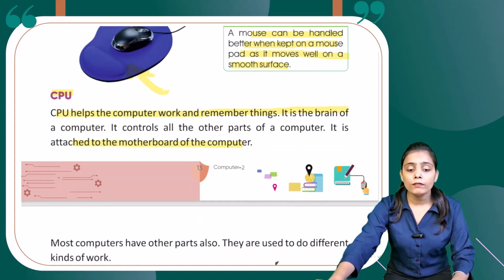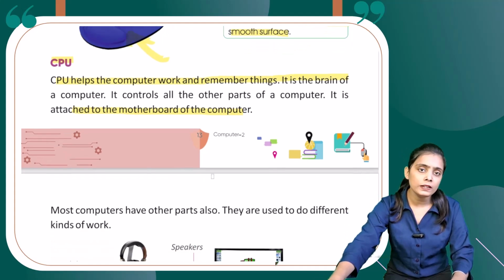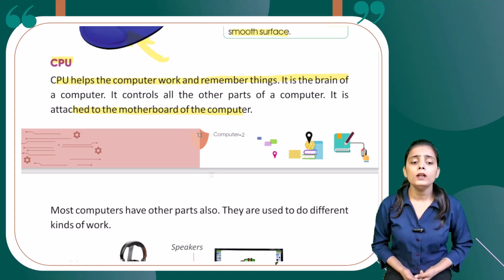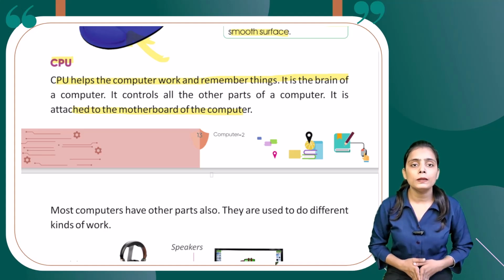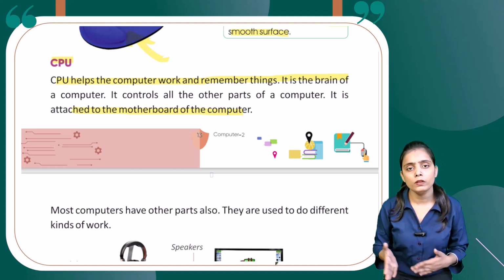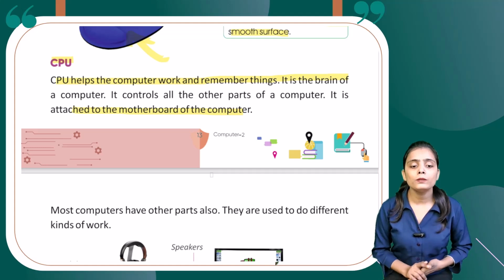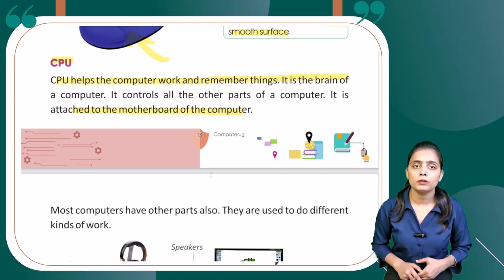Now most computers have other parts also. They are used to do different kinds of work. We will see it later on in a moment. So first let's understand what is CPU. CPU's full form, first of all, it is very important to learn: Central Processing Unit. CPU helps the computer work and remember things.